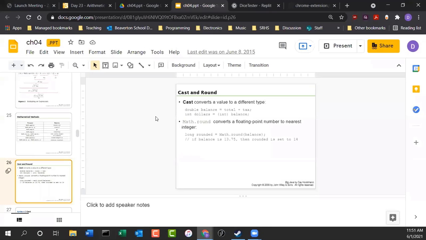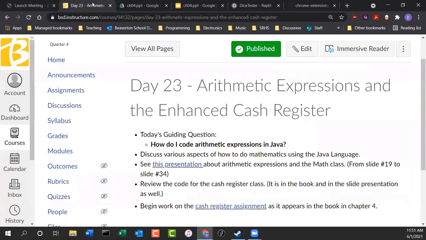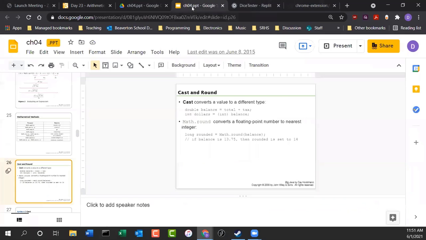Okay, so let's see. What slide were we supposed to go to? We are on slide 26. So there's 34, so we keep going.